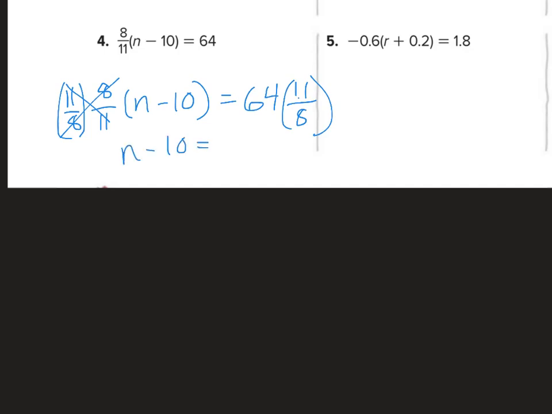And then when I'm multiplying 64 times 11 over 8, I see that 64 and 8 both have a factor of 8. 64 divided by 8 is 8. 8 divided by 8 is 1. So it's 8 times 11 over 1. 8 times 11 is 88. Add 10 to both sides. N equals 88 plus 10, which is 98.